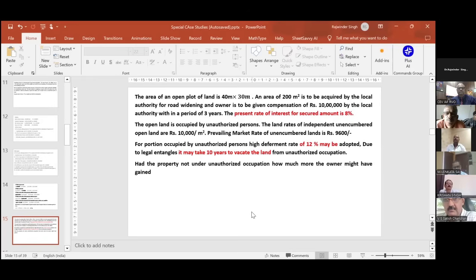The open land is occupied by unauthorized persons. The land rate of independent unencumbered open land is 10,000 per square meter. Prevailing market rate of unencumbered land is 9,600. For the portion occupied by unauthorized persons, a higher deferment rate of 12% may be adopted. Due to legal entanglements, it may take 10 years to vacate the land from the unauthorized persons. Had the property not been under unauthorized occupation, how much more might the owner have gained?